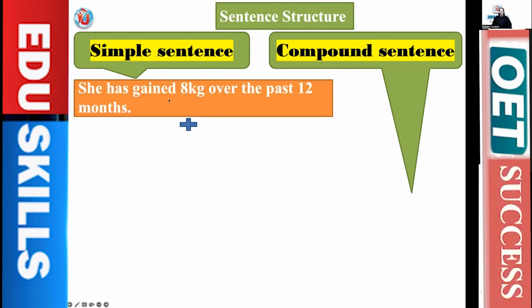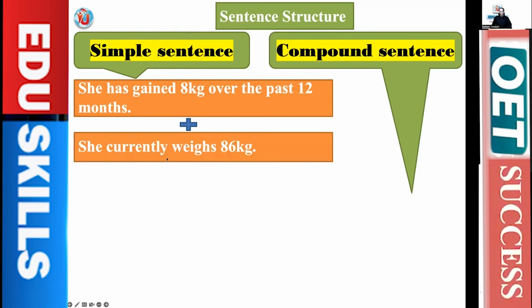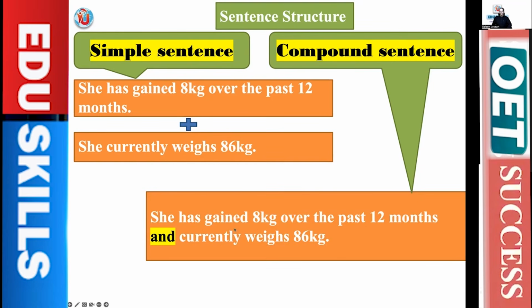One more example. She gained 8 kg over the past 12 months. She currently weighs 86 kg. These are two simple sentences. The compound sentence is: She has gained 8 kg over the past 12 months and currently weighs 86 kg. Again, you see, the she in the second simple sentence is not repeated, that is, omitted. You need not repeat that particular she, the pronoun, in the second sentence after the conjunction.